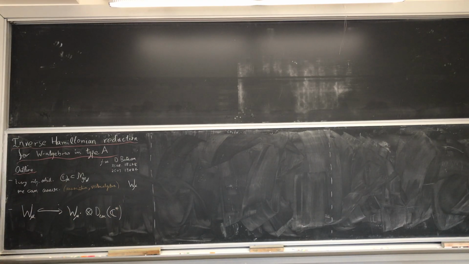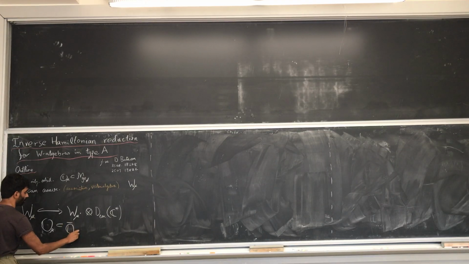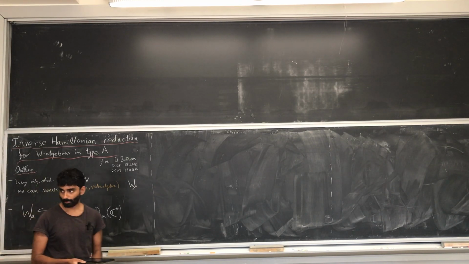And this should happen whenever O mu, the nilpotent orbit on the left, is contained in the closure of the nilpotent orbit on the right. So in terms of the dominance ordering of partitions, whenever mu prime is a bigger partition than mu, I should have this embedding. Where does this conjecture come from?